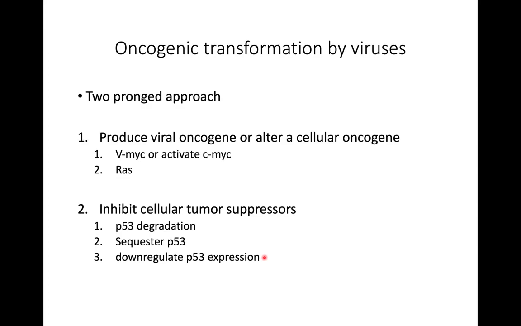What we often see is a combination. So a virus might downregulate p53 expression while also degrading any p53 that's currently in the cell so that we completely deprive cells of p53. So we have to have some combination of both of these happen in order to drive oncogenesis and to drive cancer formation due to a virus.